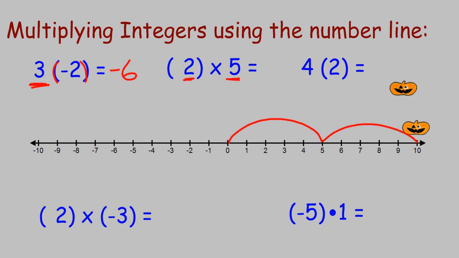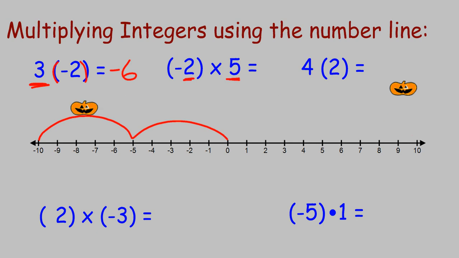But what if we had the opposite of 2, or a negative 2? Then we would have to do the 2 jumps in the opposite direction. And we would end up with a value of negative 10. So if you have the opposite of 2 times 5, you're going to get the answer the opposite of 10, which is negative 10. Let's try another one.